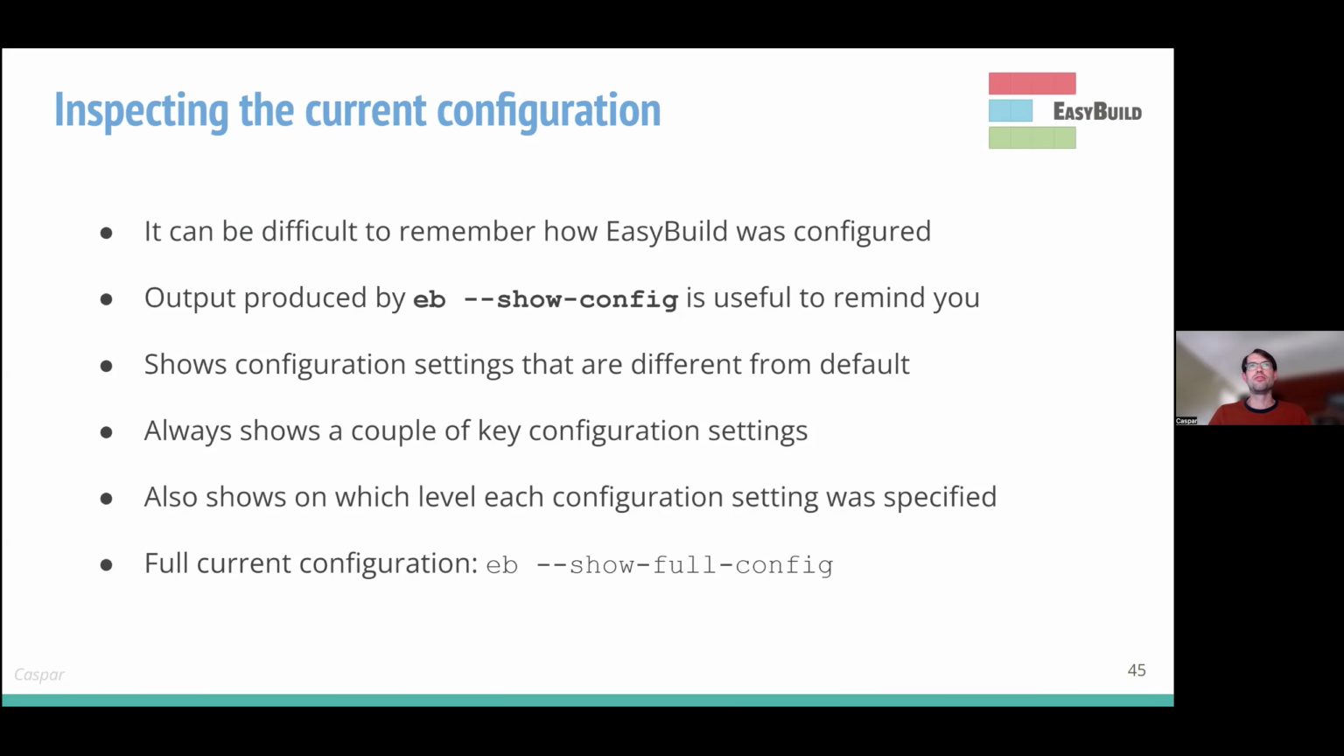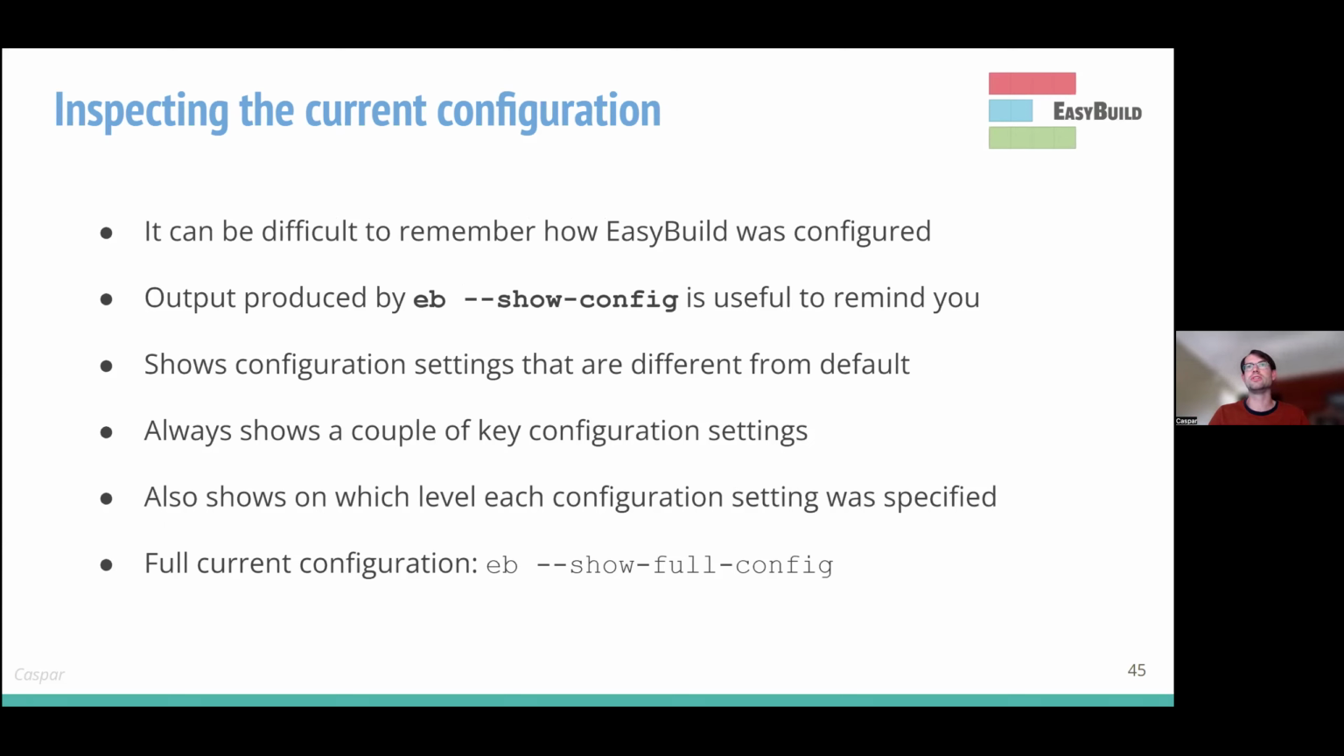Now, it can be quite difficult because of these multiple levels of configuration to remember how EasyBuild was configured and what in the end the effective configuration is. But fortunately, we have the eb --show-config command to remind you. It shows you the configuration settings that are different from the default and some standard ones, even though they are default. And it also shows you at which level each of those configuration settings was specified.